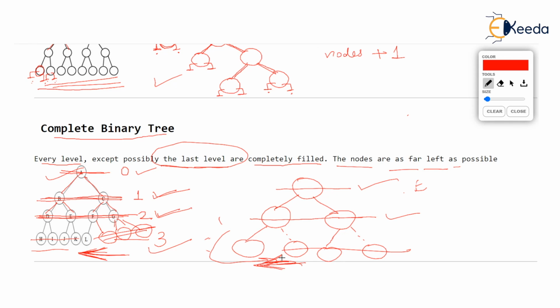I hope you got this. I hope you got the idea of what is a complete binary tree, full binary tree, and in general the terms about binary tree like leaf node, non-leaf node, depth of binary tree, and level number.